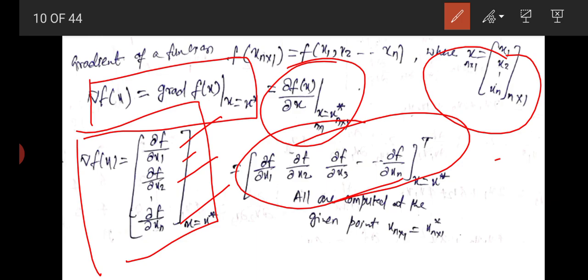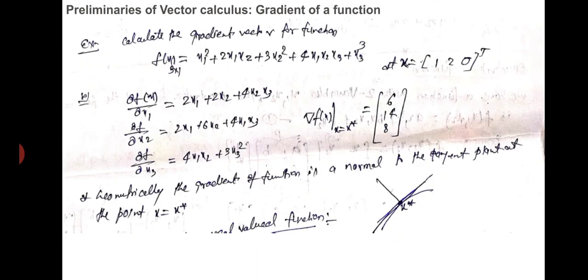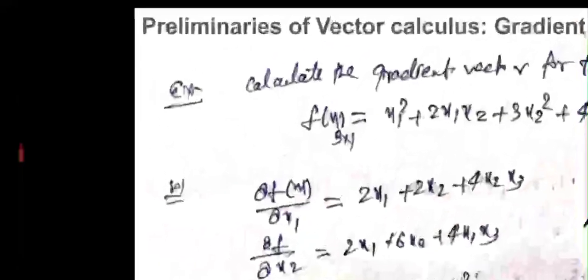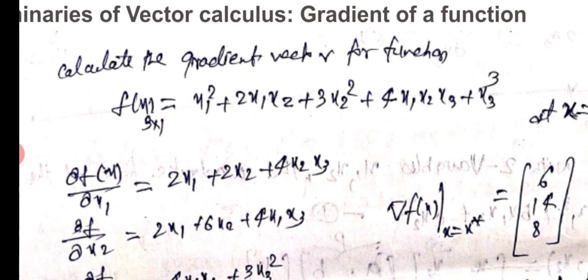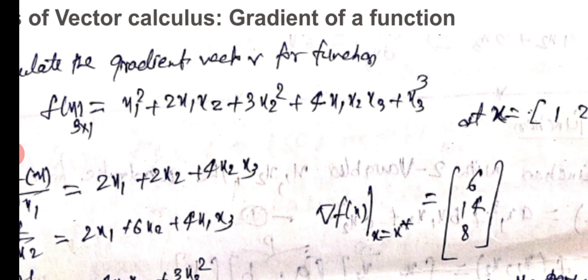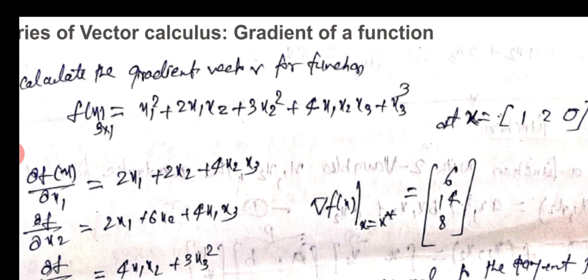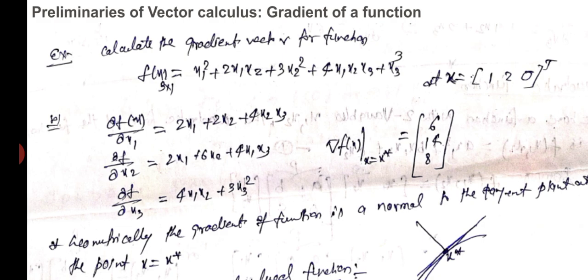Okay, so this is one example I have taken for demonstration. Calculate the gradient vector of f for the function f(x) equals x1 square plus 2 x1 x2 plus 3 x2 square plus 4 x1 x2 x3 plus x3 cube. Now we have to find the gradient of this function at the point (1, 2, 0) transpose.